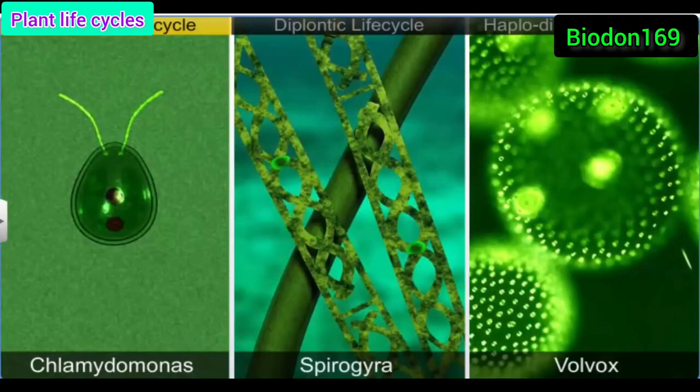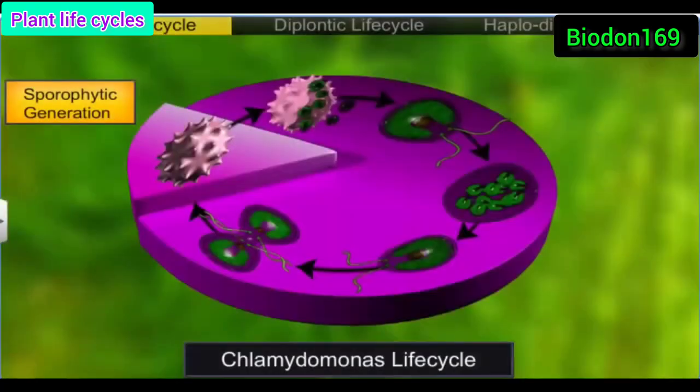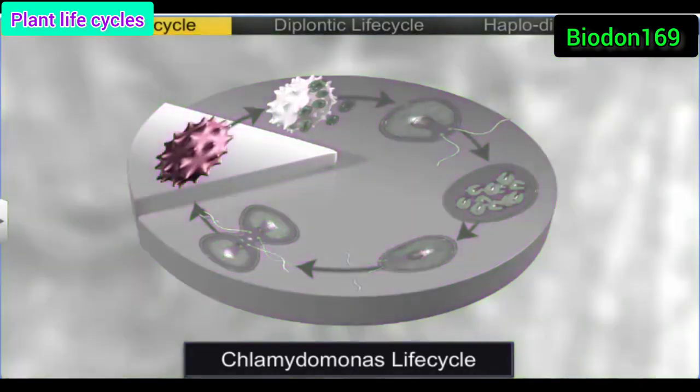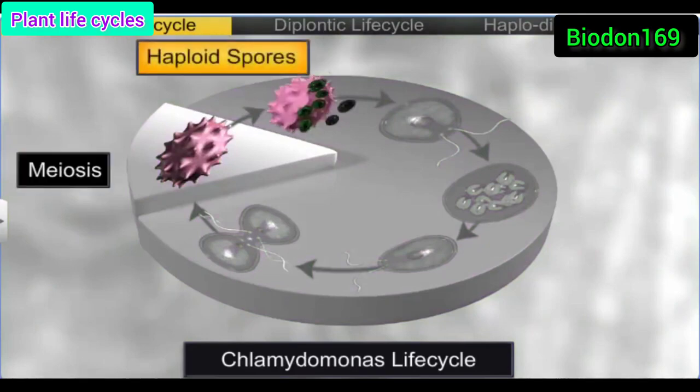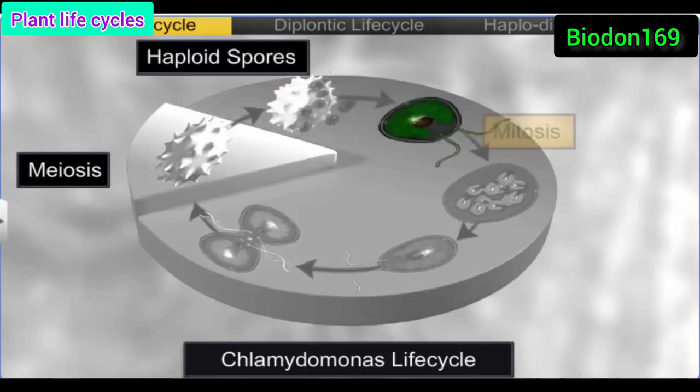In the haplontic life cycle, observed in algae such as Chlamydomonas, Spirogyra, and Volvox, the sporophytic generation is represented by a single-celled diploid zygote, and there are no free-living sporophytes. This zygote undergoes meiosis to form haploid spores, which divide mitotically to produce a free-living gametophyte.